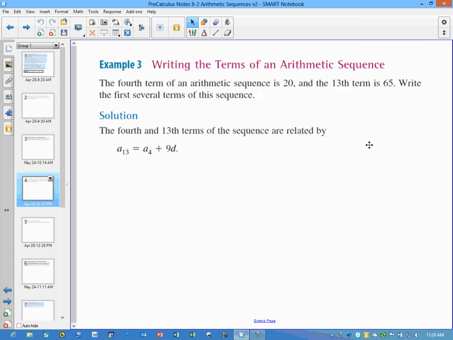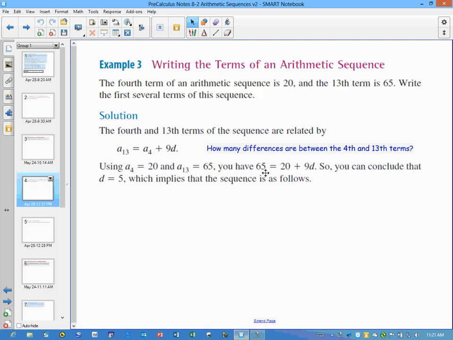So the question you really want to ask yourself is how many differences are there between the 4th and 13th terms? So if you do 13 minus 4, there are 9 differences. As a matter of fact, you take the difference of the nth terms, and that's how many differences are going to be between them. And if you now can identify that a sub 4 is 20, a sub 13 is 65, putting into this equation, you're going to have 65 equals 20 plus 9 differences. So solve that for d, and you're going to have d equals 5.